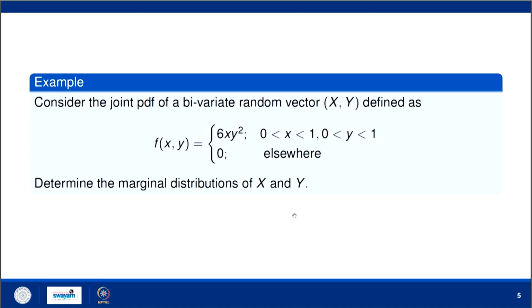Let us try to understand how we can compute the marginal distributions of X and Y using a simple problem. Consider a joint PDF of a bivariate random variable (X,Y) defined as f(x,y) equal to 6xy squared, and 0 otherwise.